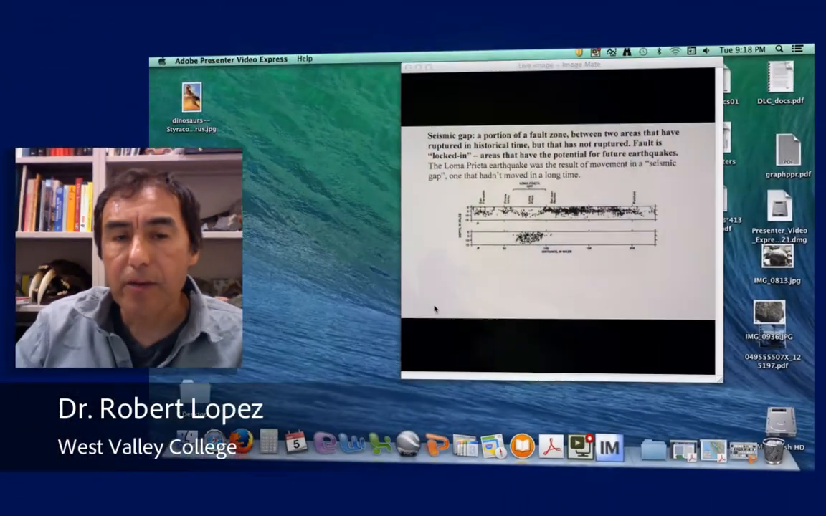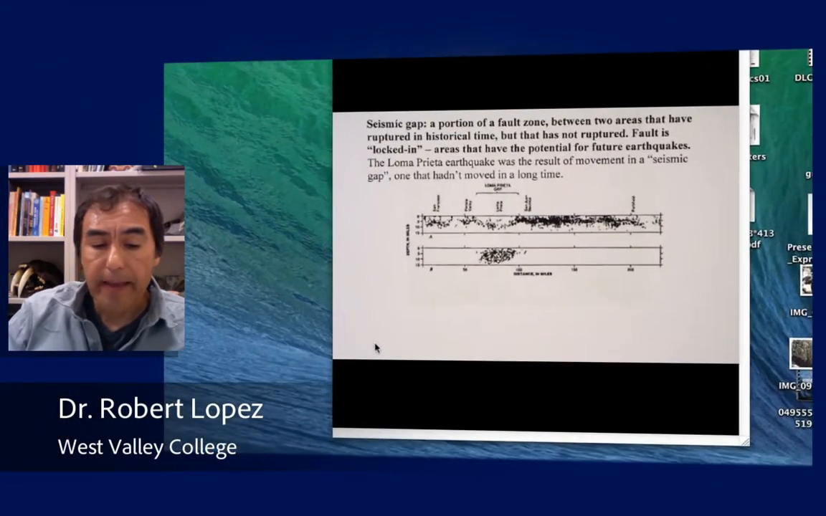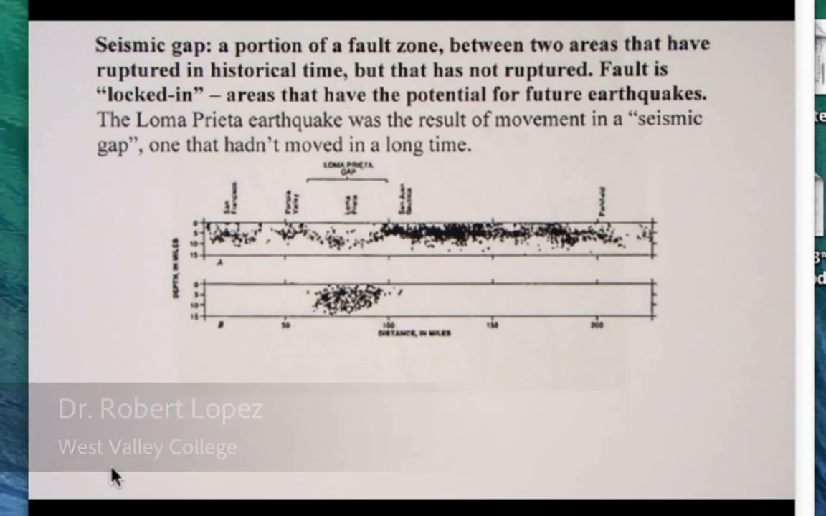I am going to continue on with the San Andreas system and in particular talk about seismic gaps. A seismic gap is a way of saying that there's a part of the fault line that we know is active. The San Andreas fault is active. It's a major plate boundary, but yet there are regions along the fault that have not ruptured in historic time.